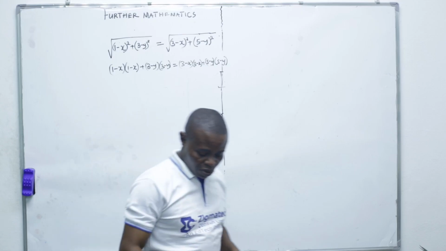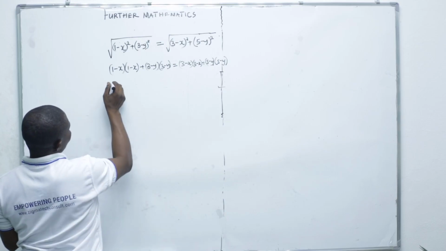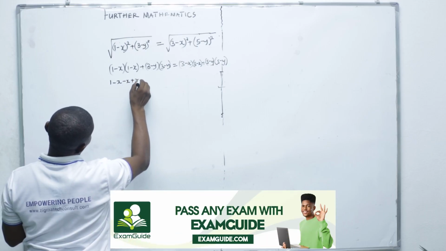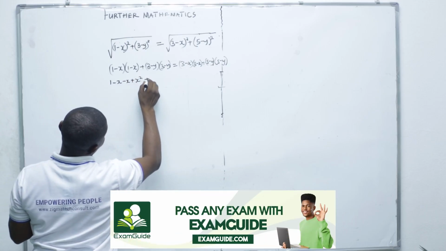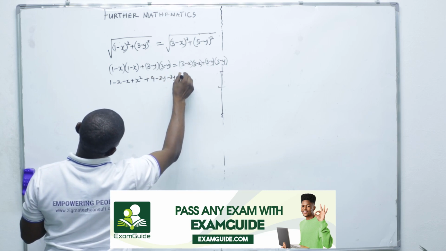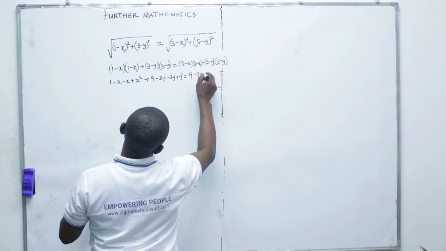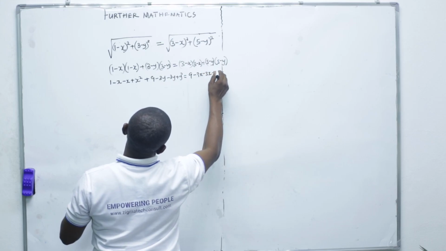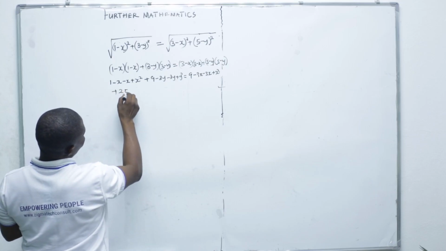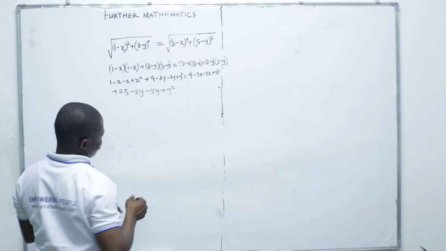So the square root will disappear because both of them are equal to each other. So I want to interpret from this end. This is 1 minus x plus x squared, okay? And then here now, this is 9 minus 3y plus y squared equals, I'm interpreting the right hand side, and this is 9 minus 3x plus x squared. Then continuation plus 25 minus 5y plus y squared. Okay?